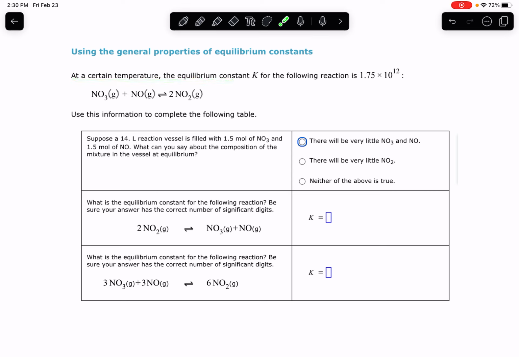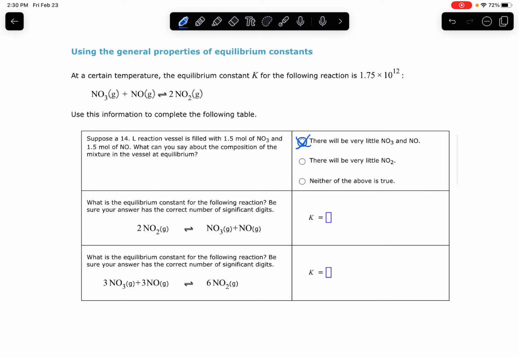So when I look at my choices here, I say, well, there will be very little NO3 and NO. And the truth is, since the reaction is going almost entirely this direction, there is going to be very little. Now, little NO2, no, everything's coming in this direction, and neither of the above is true. That's not true. So I'm going to put a little X right here because that's going to be our truth.